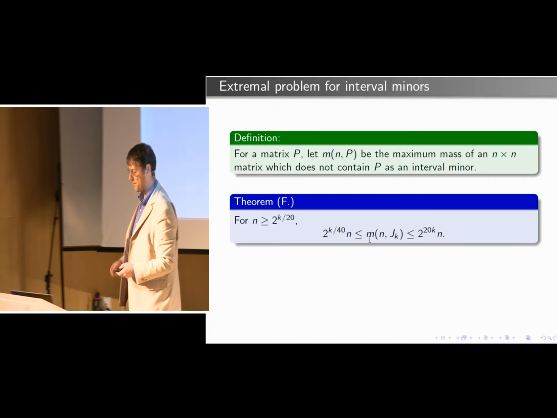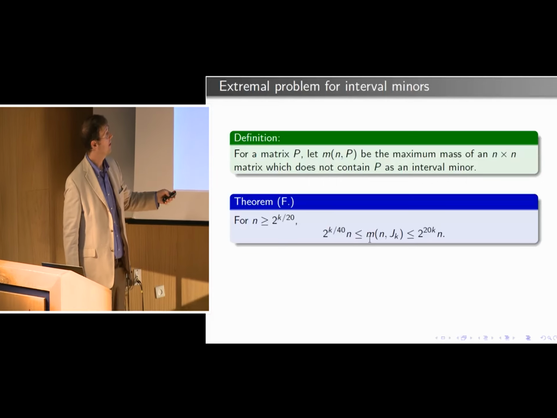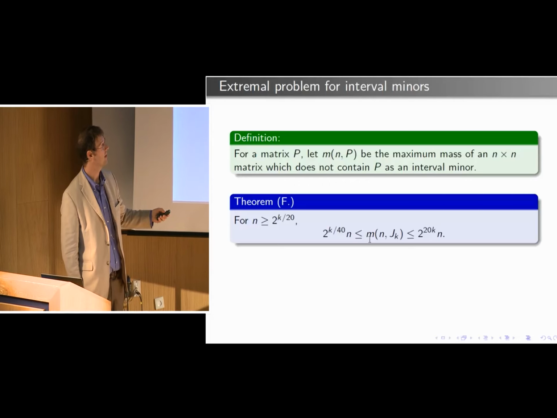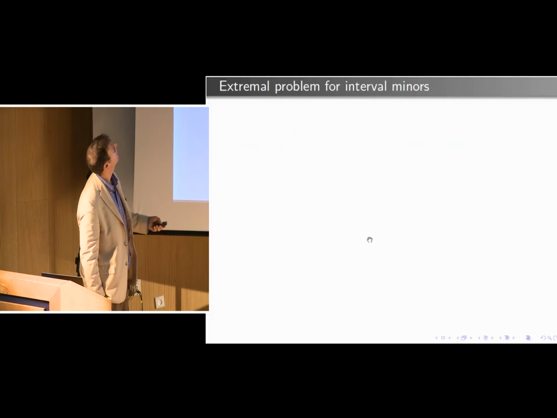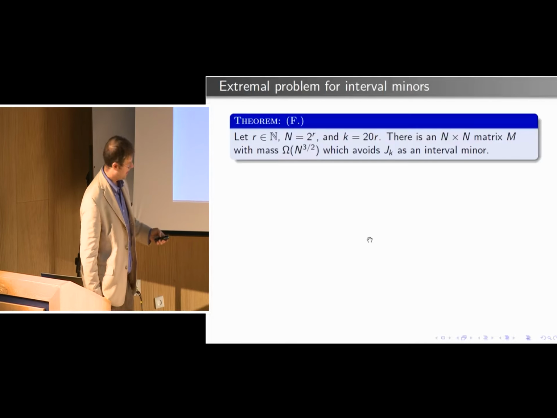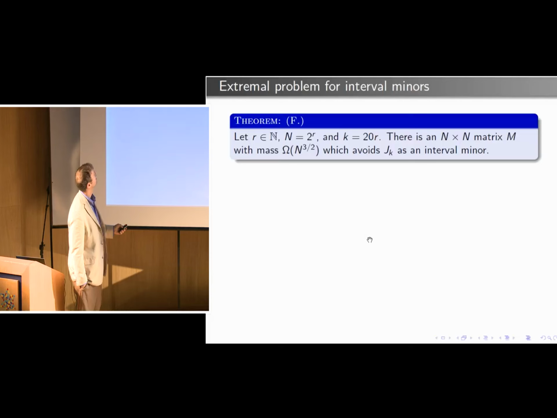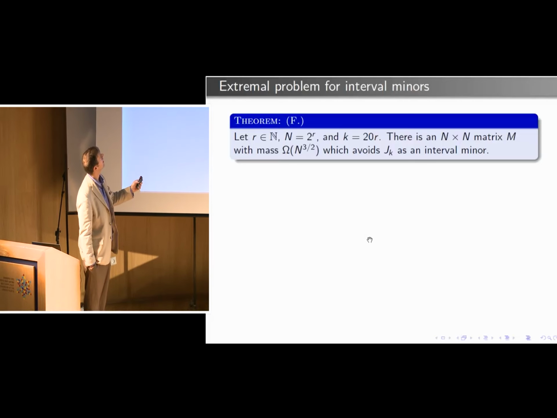Okay. So we'll do the lower bound, and then we'll show that that implies these new lower bounds on the Stanley-Wilf limits and Füredi-Hajnal limits. So how does that work? To prove that result, we're going to find one n by n matrix, and n here is going to be 2 to the r. K will be 20 times r, so linear in r.